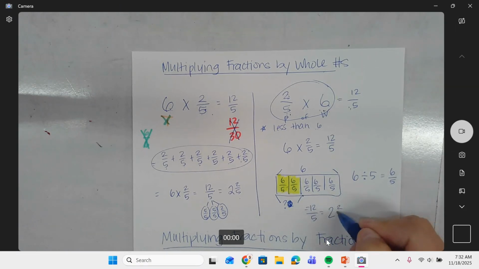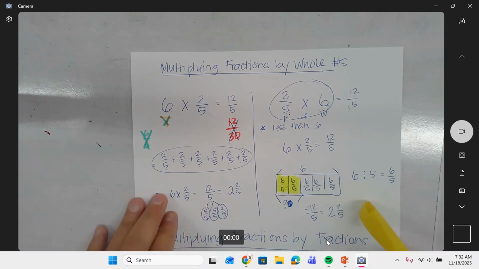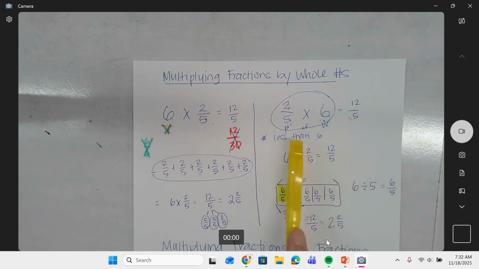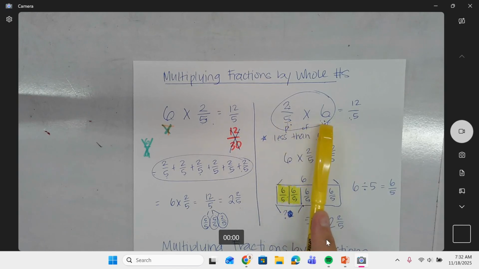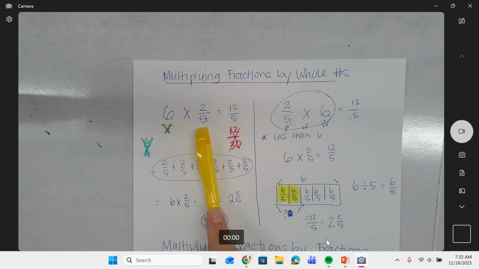was 2 2/5. And again, the goal in 5th grade is to understand the concept, understand the idea. So meaning, like, we know something about our answer before we solve it. We're only finding part of the 6 wholes. Here, I can think of it as making copies of this fraction. It's relating it to all the stuff they've already learned. So that is multiplying fractions by whole numbers.